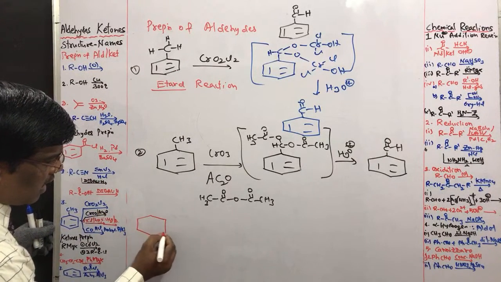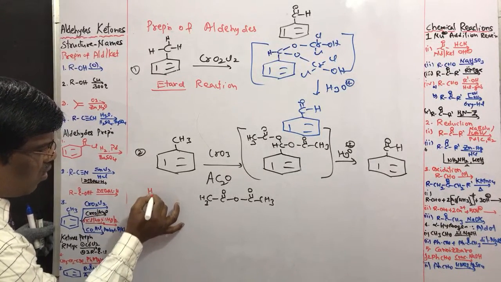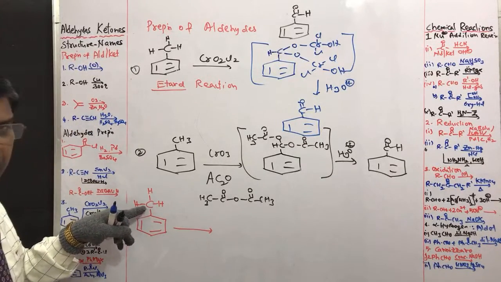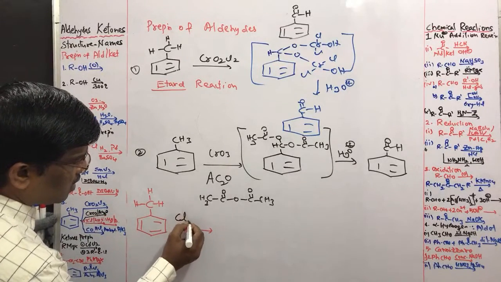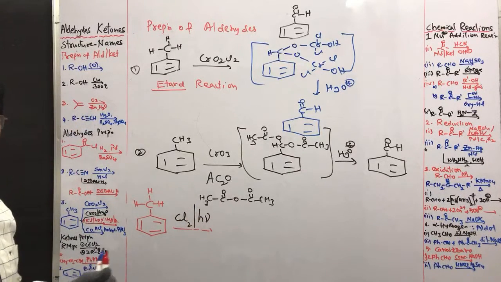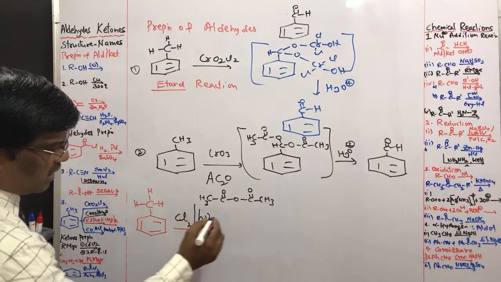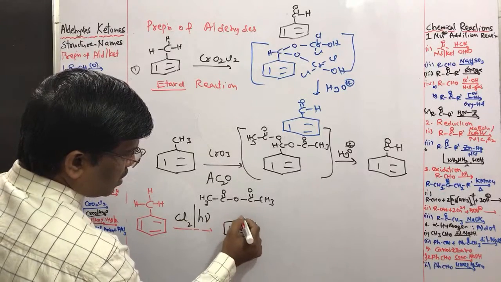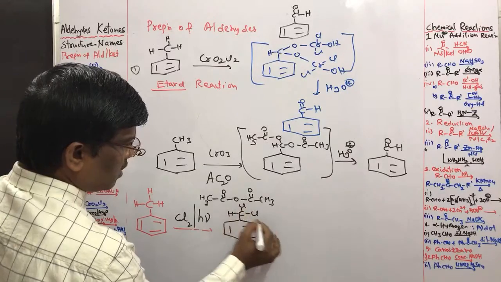halogenation followed by hydrolysis. Toluene, when I do free radical halogenation, this is an alkane. How to do halogenation? Use chlorine gas in presence of light, that is hν. hν is light, yes, students. So with light, you are going to get dichlorophenylmethane, benzal chloride. So two chlorines are going to be added.